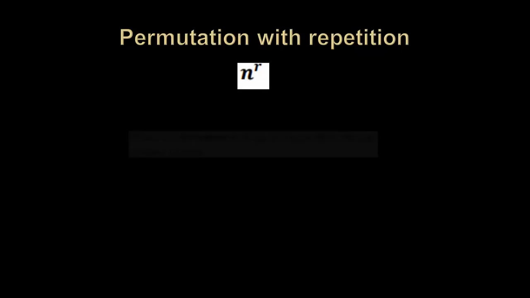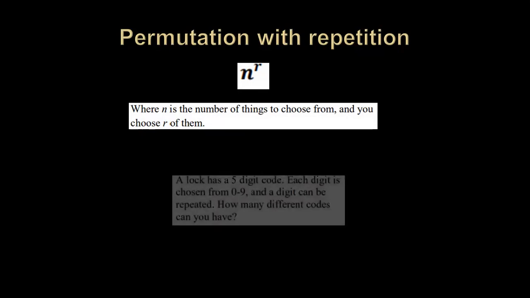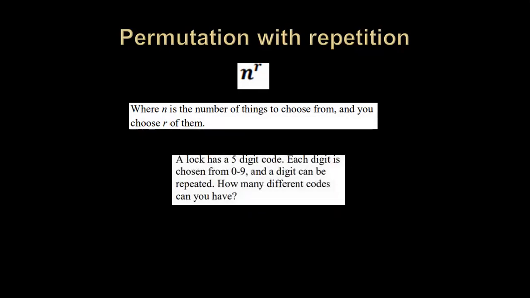The first one is permutation with repetition. It has a formula of n raised to r, where n is the number of things to choose from and you choose r of them. The example is a lock has a 5-digit code. Each digit is chosen from 0 to 9 and a digit can be repeated. How many different codes can you have?